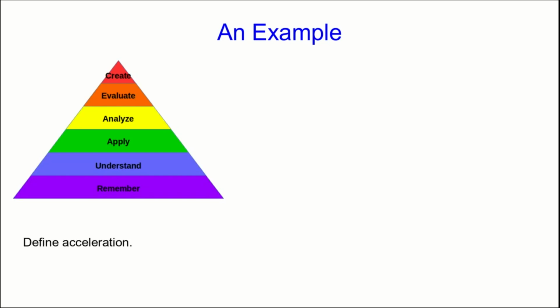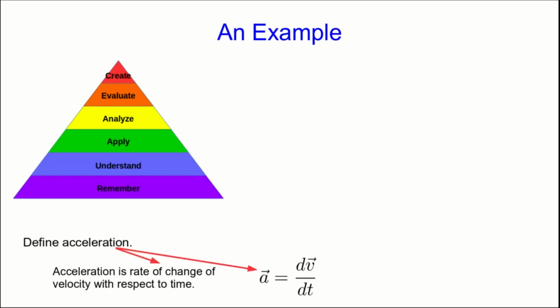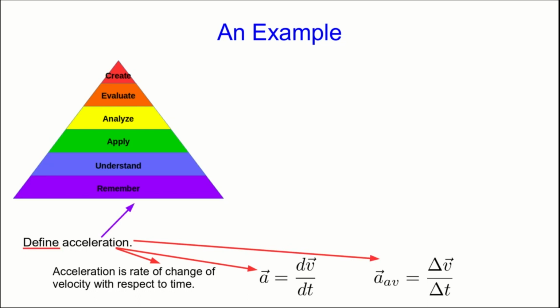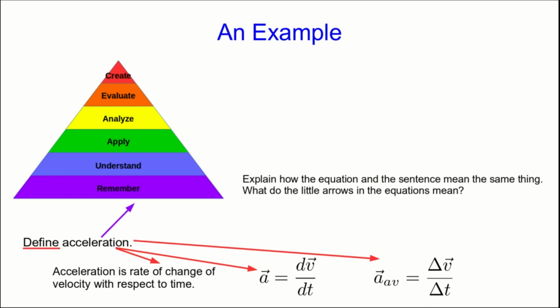So I could ask a student to define something like acceleration, and I would accept a sentence or an equation. In this case, perhaps I would accept a definition of a closely related thing called the average acceleration. In any case, just stating a definition is at the remember level. On the other hand, I might ask them to explain how the equation and the sentence mean the same thing, or something you might be wondering is what all these little arrows mean. Either way, it's an explanation, and that's probably at the understand level.